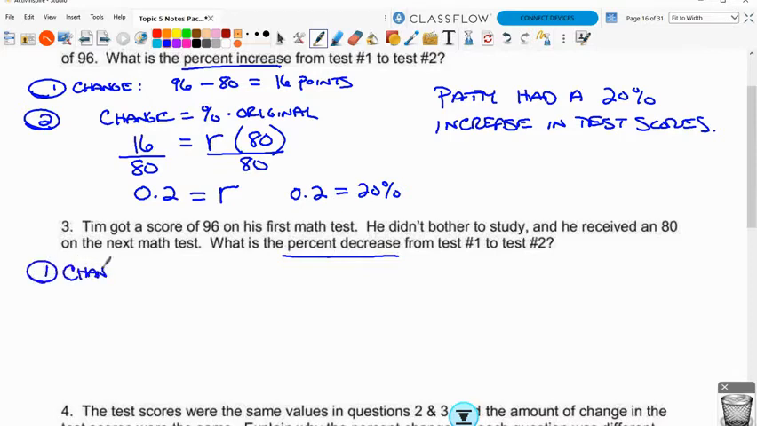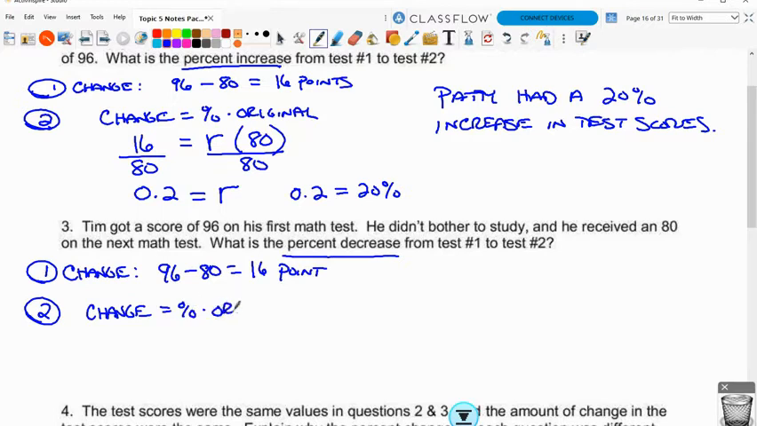Number 1, we're going to figure out how much change there was. In order to do that, again, just subtract the two test scores, 96 and 80. 96 minus 80 equals 16. So there was a 16-point change. Then we're going to set up the percent equation, which again says that change equals a percentage of the original score. Now we're going to calculate. We're going to first plug in our values. The amount of change was 16 points. It says, what is the percent? So R is what we're looking for. And the original score, Tim got a 96 on the first test, so we're going to use 96 as the original score.